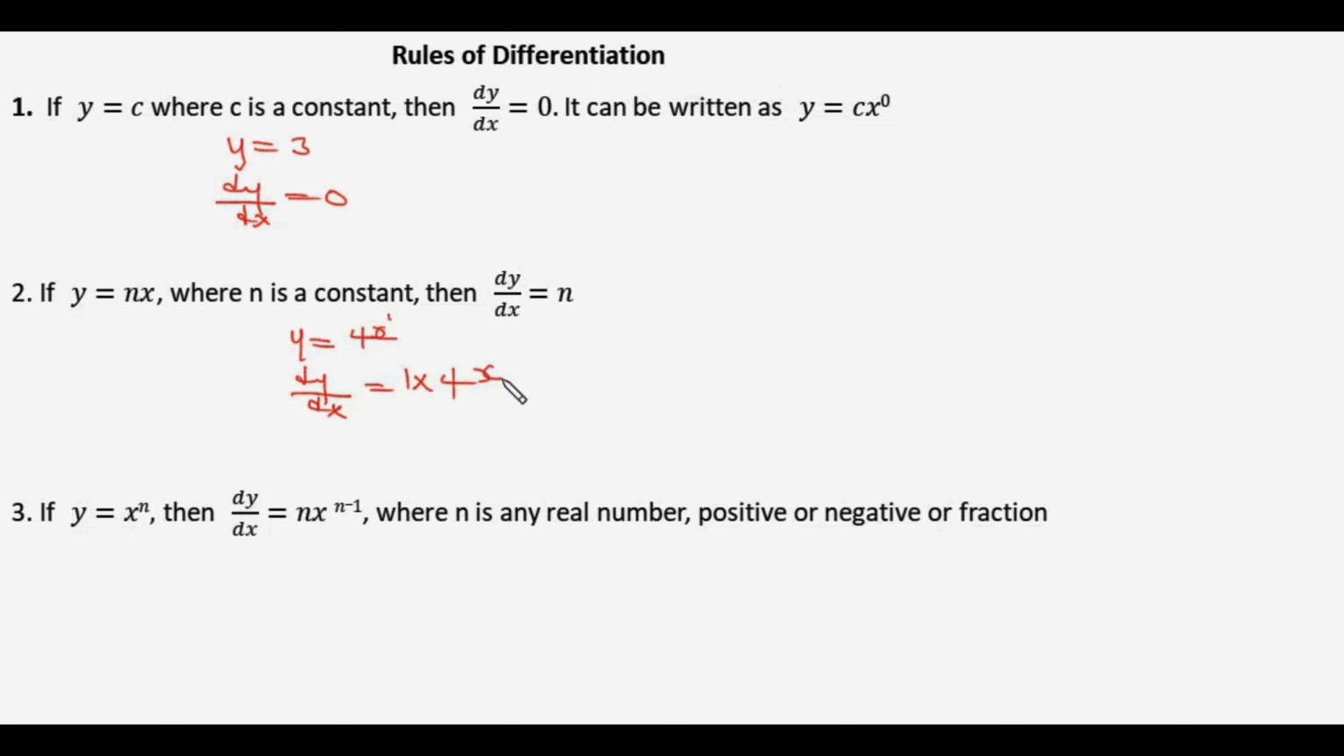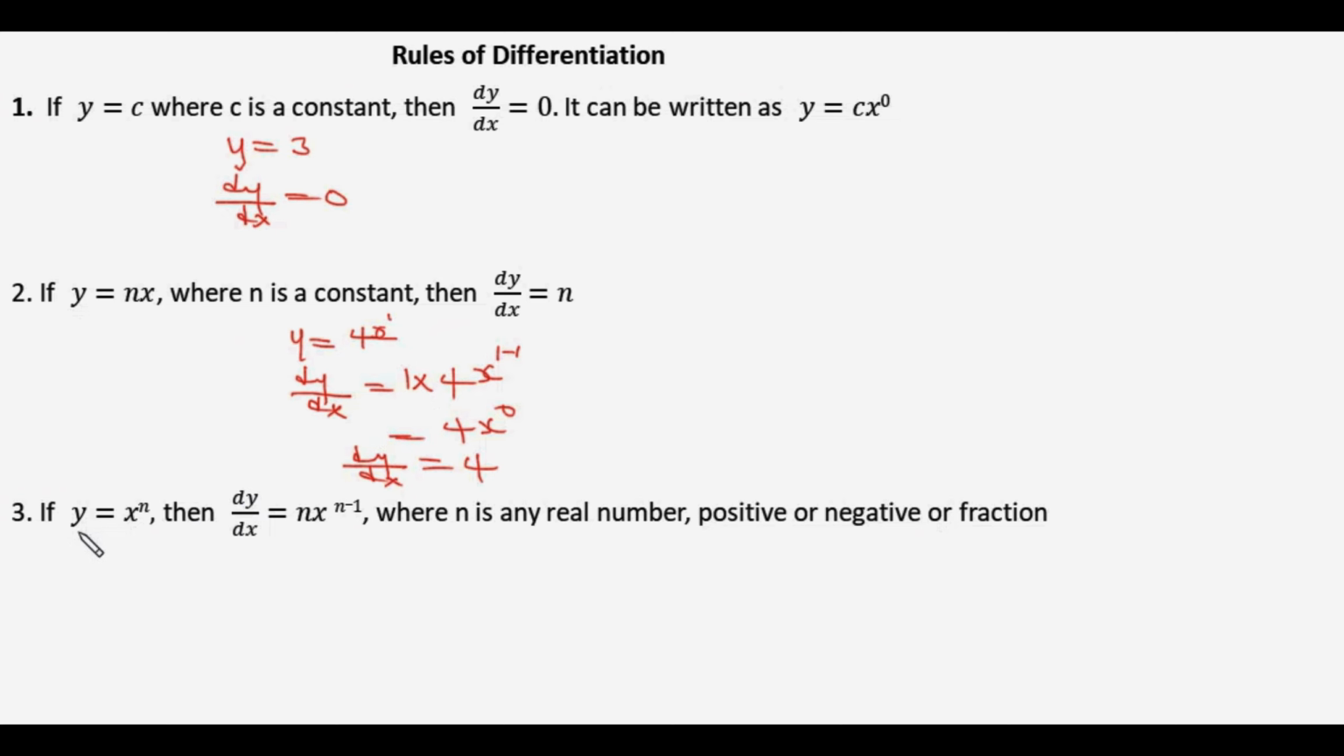And then x to the power 1, your 1 is subtracted by 1. So this becomes 1 times 4, which is 4, x raised to the power 0. So our dy/dx here is equal to 4. So this is our dy/dx value, which is 4. So always subtract the power by 1.